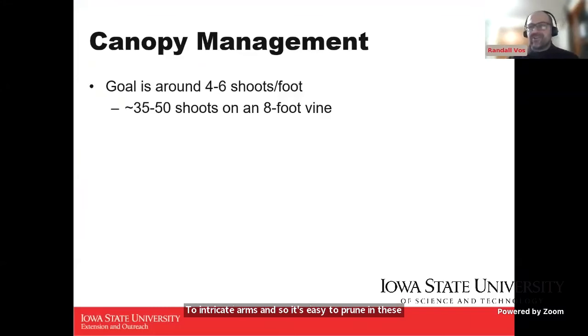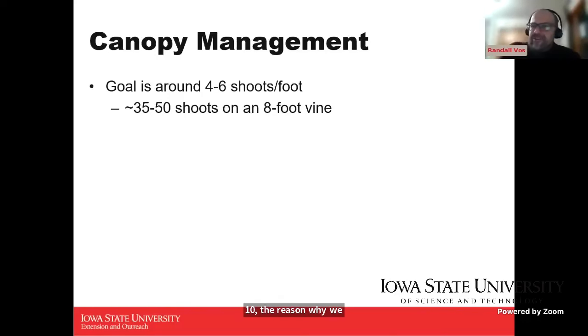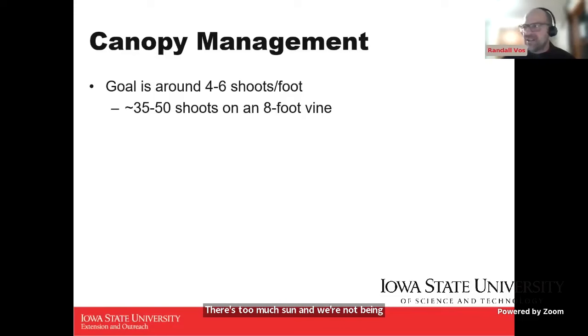So shift forward to once there are actually shoots on these plants, which is hard to think about given it's cold outside. The reason why we prune to 4 to 6 buds per foot is we want around 4 to 6 shoots per foot, and we can get into the research why. Basically, if I have only a couple of shoots per foot, there's too much sun, and we're not being efficient. We could have more shoots to harvest sunlight and get more clusters. If we get more than 6 shoots per foot, we probably get a little too much shade. That's where those numbers come from.